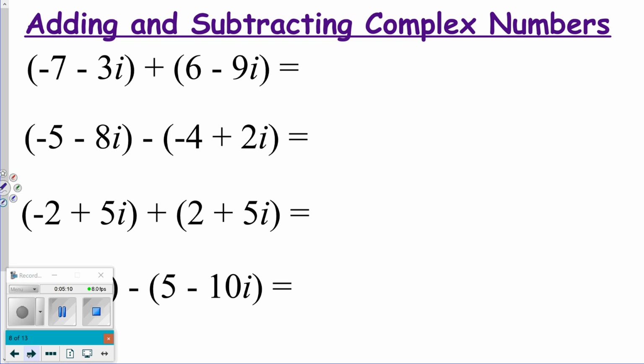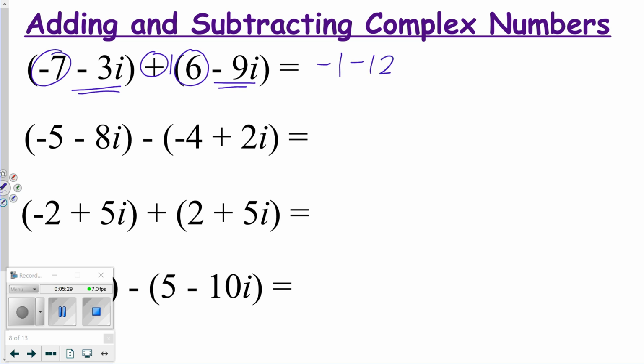So working through, again, I see a plus sign, so it's like a +1. I can just collect my like terms, no signs need to change. So I have -7 plus 6 is -1. -3i minus 9i, oops, is going to make that a -12i.